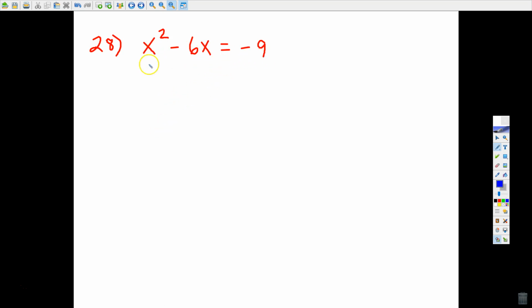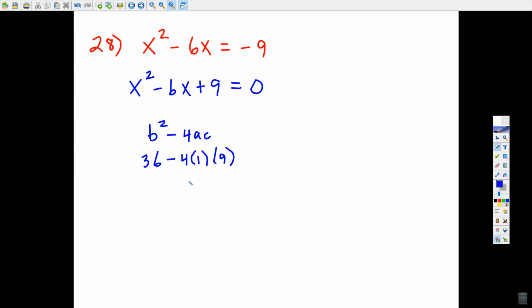So the first thing that has to happen on number 28 is obviously this 9 needs to be moved to the left side. All right, so now we're ready to evaluate the discriminant. And remember, the way we find the discriminant is just doing this part of the quadratic formula, just the part that's under the radical. So b squared would be 36 minus 4 times 1 times 9. So 36 minus 36 is equal to 0.